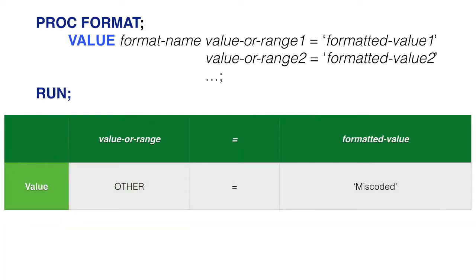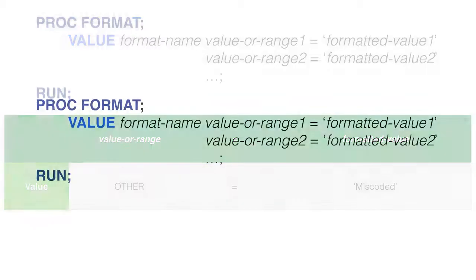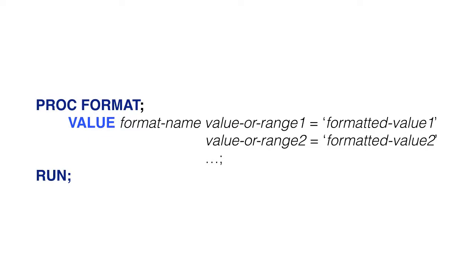When you specify a value or range, you can also use the keyword other to identify values that do not match any other value or range. If you don't include other, then SAS applies the formats only to the values that match the values or ranges that you've specified. All other values are displayed as they are stored in the dataset. In this example, any value in the dataset that you didn't specify in the PROC format step will be displayed as miscoded. Finally, you can only define one format per value statement, but you can write multiple value statements in a single PROC format step.